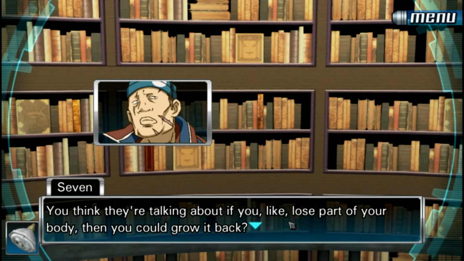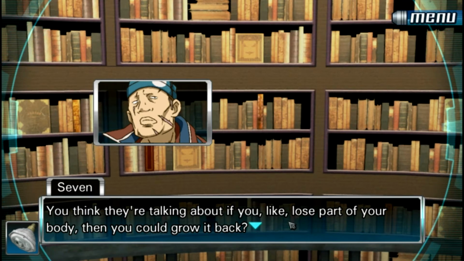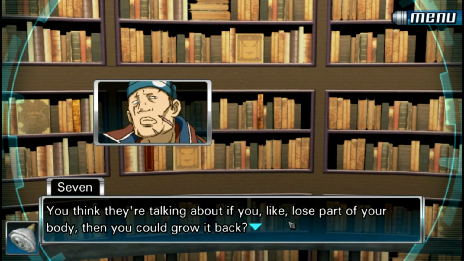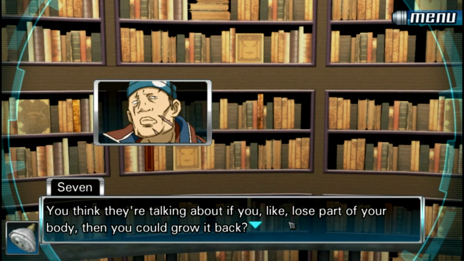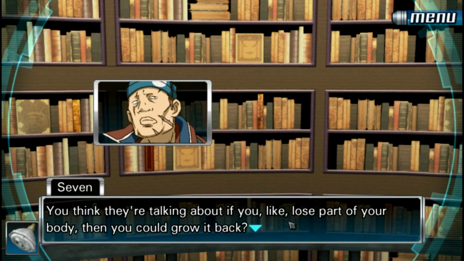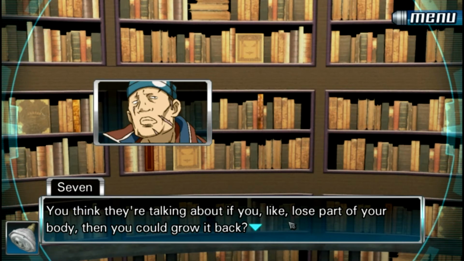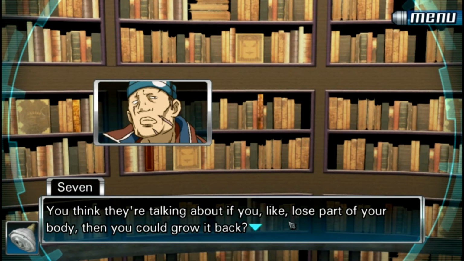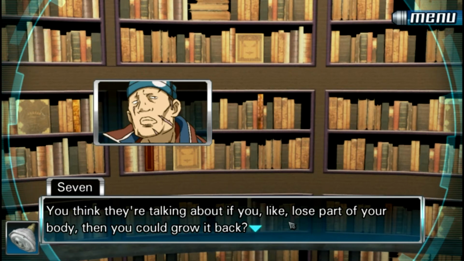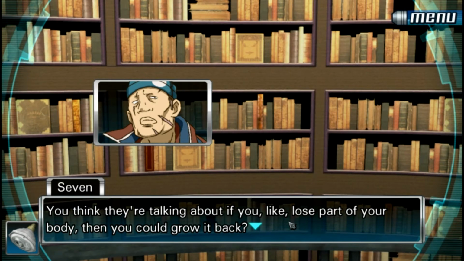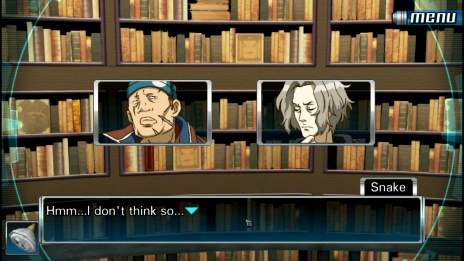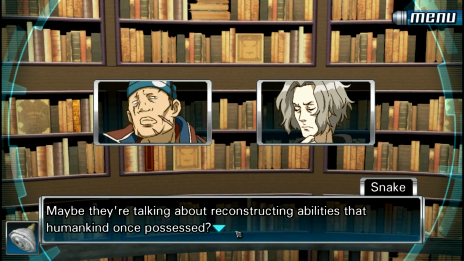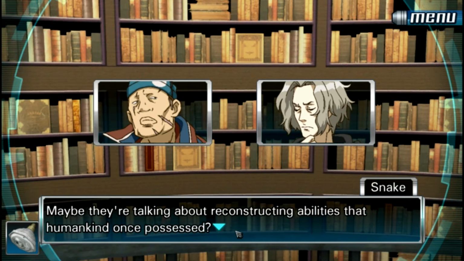It kind of is similar to what I've heard before about how through time, different cells inside your body change, and over time you become a different person, quote-unquote. Kind of like how a sock just keeps getting holes and you patch it up and it will become a different sock. I don't think so. Maybe they're talking about reconstruction abilities that humankind once possessed. I mean, growing your fucking arm?